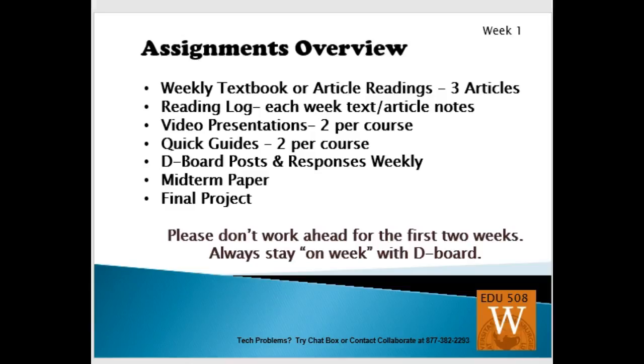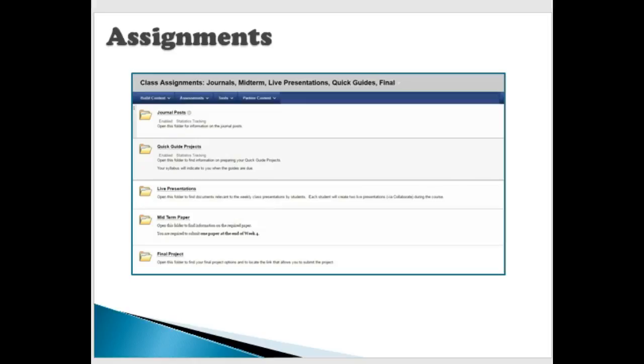Your syllabus provides details on the assignments, but if you pause the video right here, you can see a list of the assignments that you will complete. In your Blackboard course shell, there is a folder called Class Assignments, Journals, Midterms, Live Presentations, Quick Guides, and Final, and that is found in the weekly lesson area. This will give you a go-to place where you can get details on all of your assignments. But don't forget to also look in the week 1, week 2, week 3 folders that are in that same area of your course.